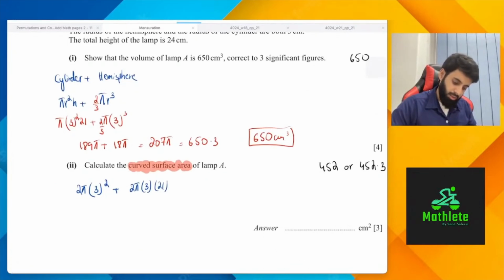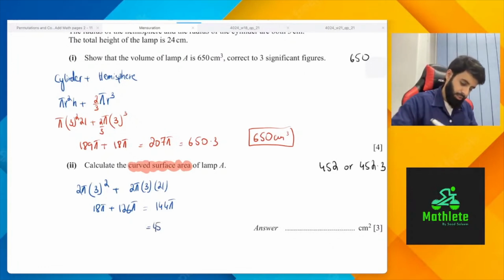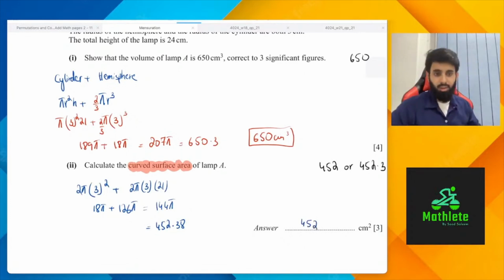3 square is 9, 9 times 2 is 18, 18 pi, plus 21 times 2 is 42, 42 times 3 is 126. Okay, let me just check. 2 into 3 into 21, yep, 126. 126 pi. Let's sum them up. 126 plus 18 is 144 pi. Okay, now let's work it out. 144 into pi is 452.38. So that's going to be 452 centimeter cube. Okay.